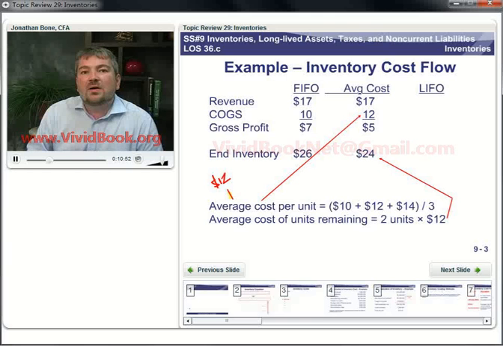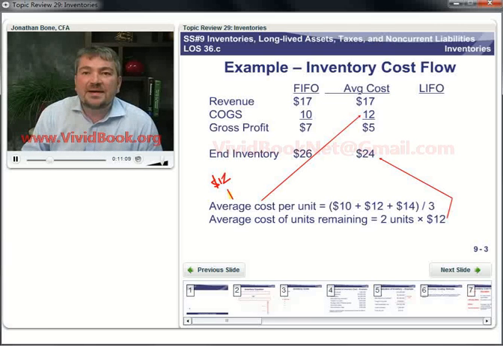And we'll value our cost of goods sold at that. So 1 unit sold, 1 times 12, gives us a cost of goods sold of 12. So 17 minus 12, notice our gross profit is 5. Our ending inventory represents 2 units, so 2 units at the average cost of 12 gives us 24.